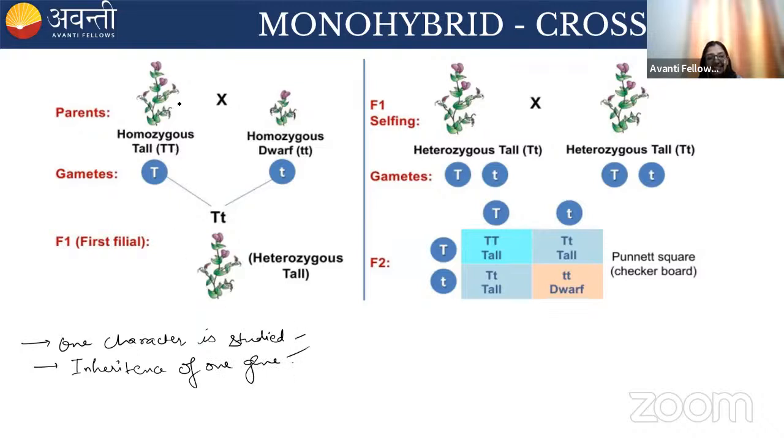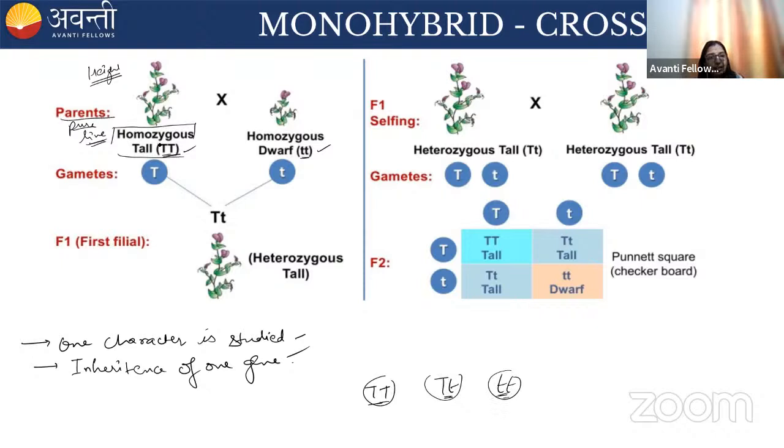So the character here is plant height. Height is the character, and the traits are tall or dwarf. First, he took the homozygous plant. He took a pure line because they are homozygous. We represent these factors as capital T in pair, or capital T, small t in pair, small t, small t. Why do we write it in pair? Because plants are diploid organisms. In diploid organisms, we write the genotype like this in pairs.